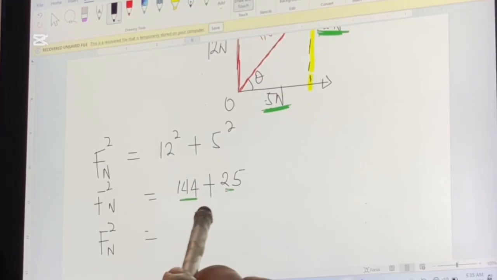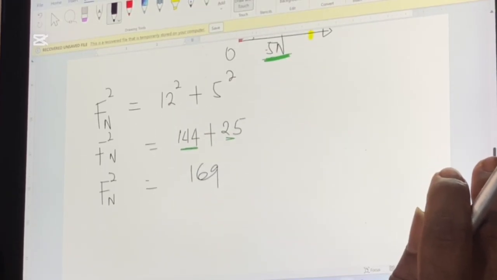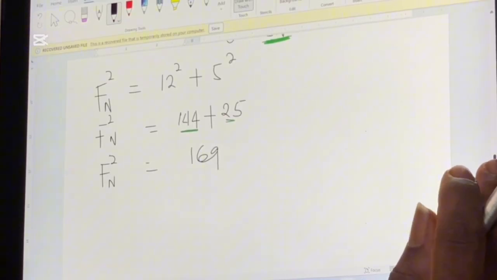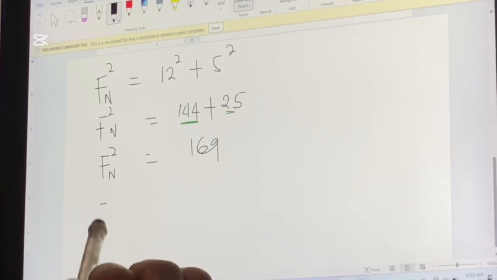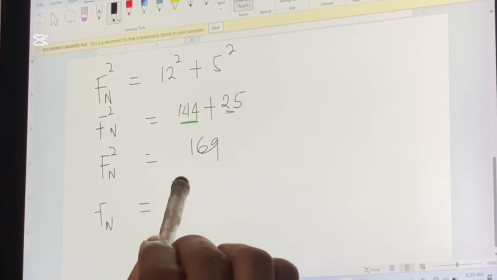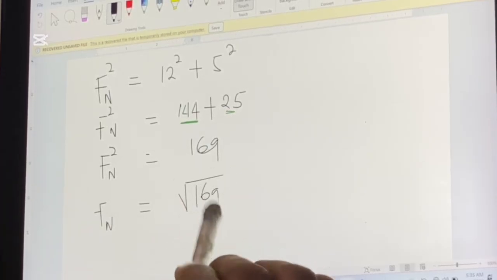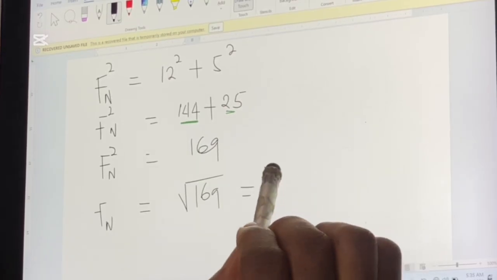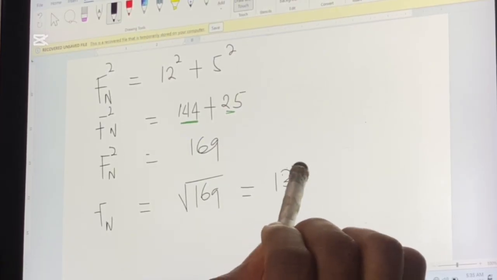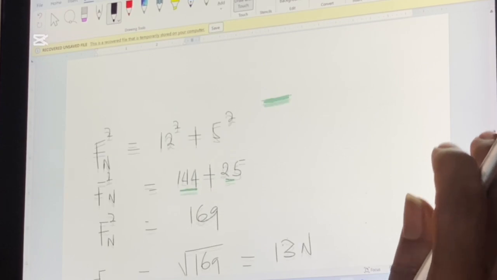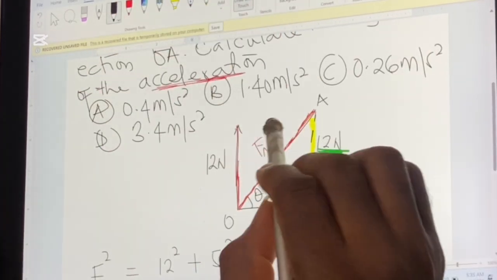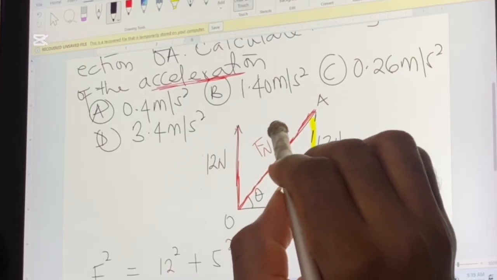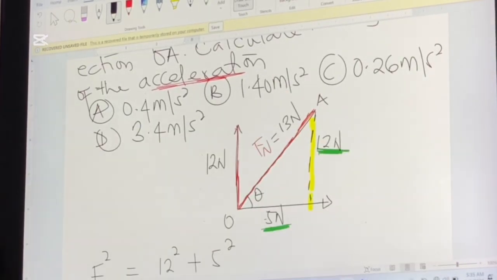is equal to 169. But we are not asked to find F squared. We're asked to find F. So F will be equal to the square root of 169. And when you punch your calculator, the answer is 13 newtons. So the force along this OA is given to us as 13 newtons.